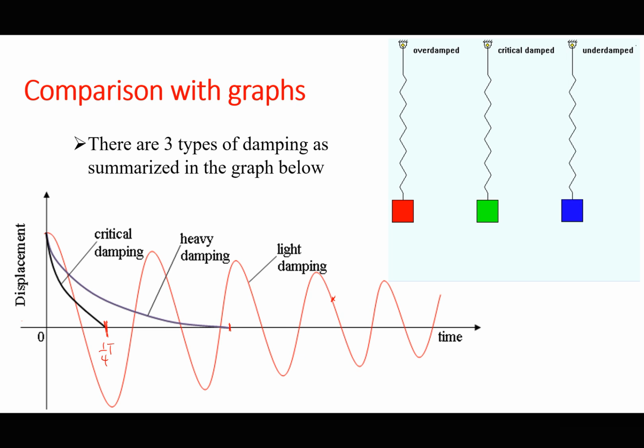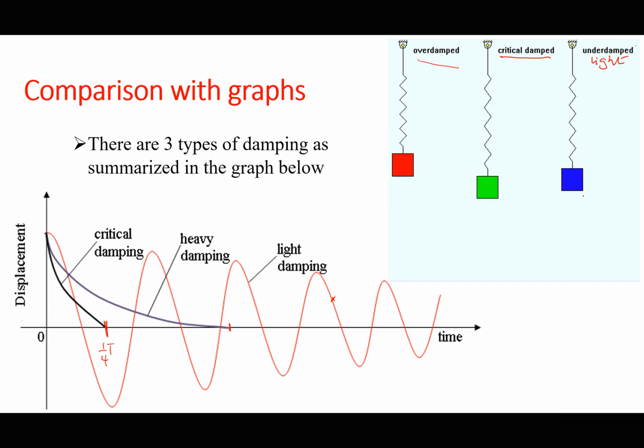Overdamped, that is heavy damping. Then we have critically damped. Then we have underdamped, that is light damping. So you notice that for both overdamped and critically damped, oscillations do not occur. But for light damping, or underdamped, the oscillations occur, but the amplitude gradually decreases with time. That's what we call the three types of damping.